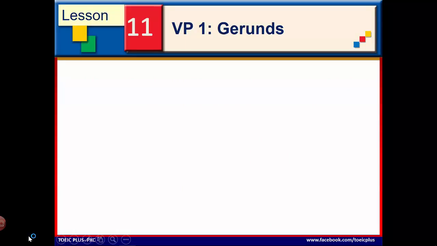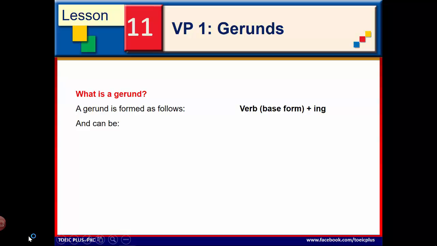To devote. Okay. Now we learn gerunds. What is a gerund? A gerund is formed as follows. It is a verb adding ing. We call it a gerund. And what can it be? It can be a subject. For example, complaining is a national pastime.